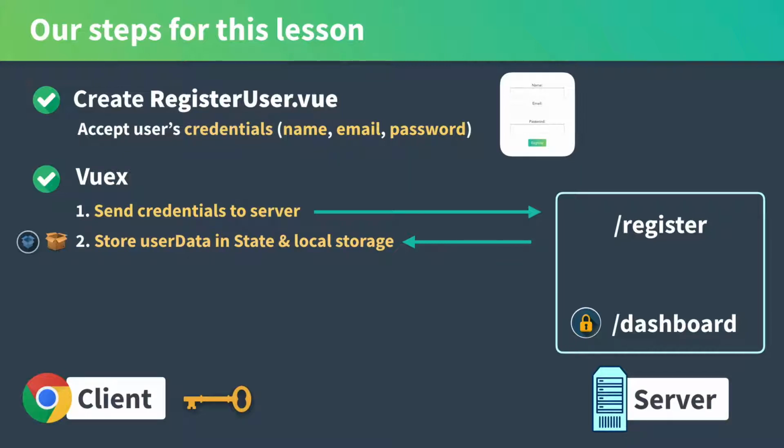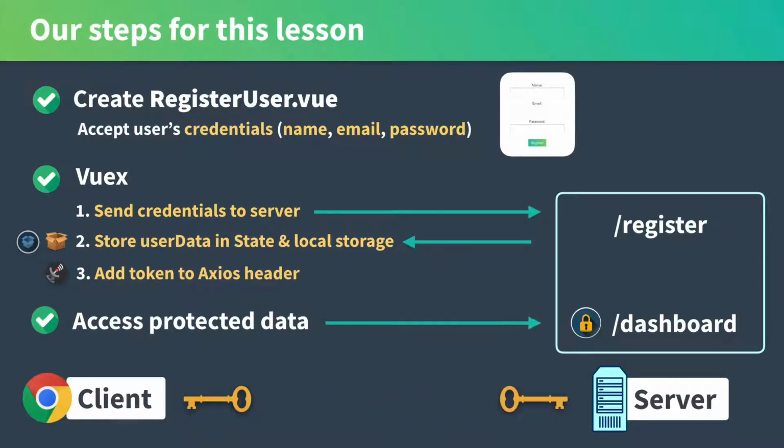Then within Vuex, we will store that user data in our state, as well as in local storage. And finally, we need to add that token we just got to our Axios header so that when we make calls out for protected data to the locked dashboard route, we're sending along a copy of that token.